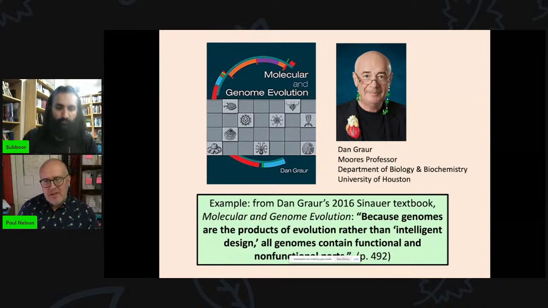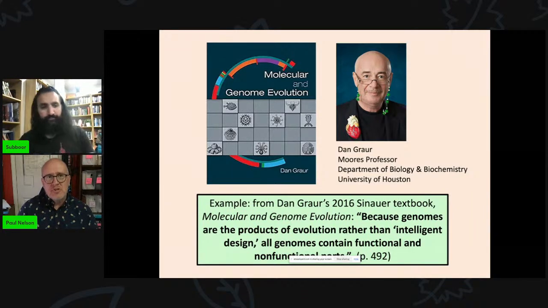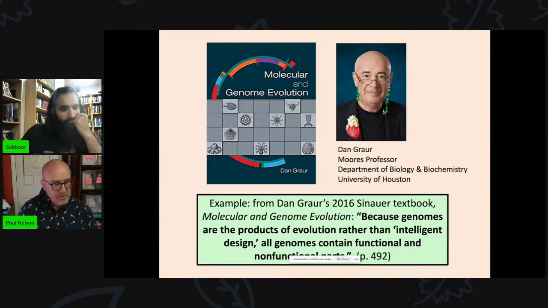So in 2016, he published a textbook with Sinauer, Molecular and Genome Evolution. I actually have it here on the shelf. Very good textbook. In there, he says, look, genomes are the products of evolution rather than intelligent design. As a consequence, all genomes contain functional and non-functional parts. Why? Because evolution is an undirected natural process. It is not concerned, in fact, we can't even really properly assign it motives or directionality. So these are all manners of speaking to say evolution is not concerned.